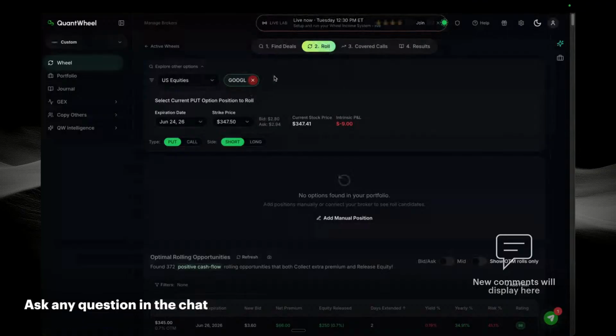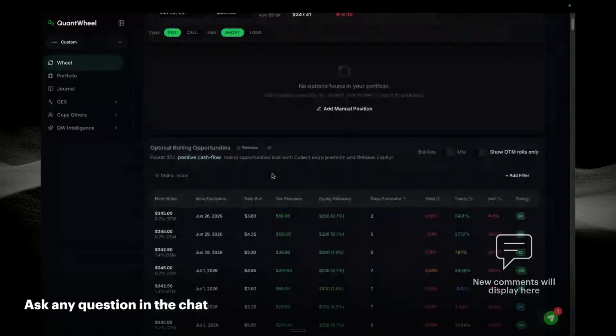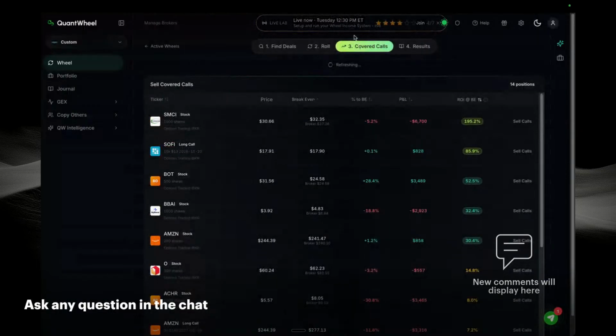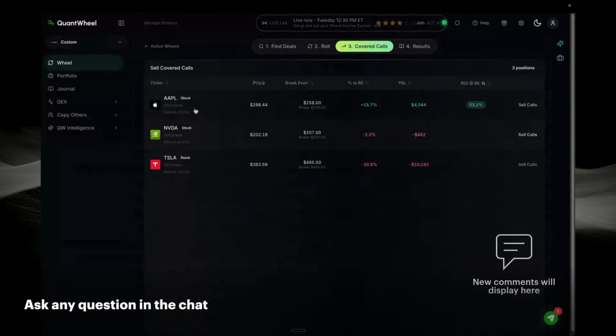Now, when you rolled it, you finally decide you want to get assigned because Google was dropping, you collected enough premium, you're happy with the price, you get assigned on purpose. Now you can cover calls. Now you can find Google here and you can cover calls on your existing shares.